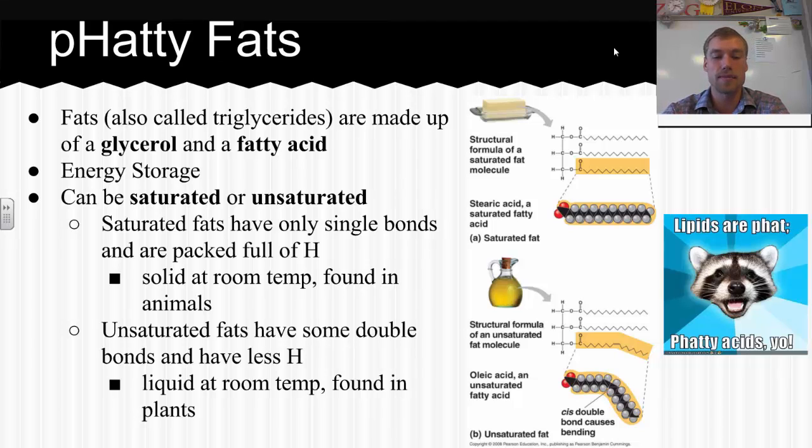Unsaturated fats have some double bonds, and what that means is that it actually puts little kinks in the fatty acid chain, and because it's got a kink in it, it doesn't allow the molecules to become as tightly packed with one another. They spread out a little more, and so therefore these are all liquids at room temperature. An example of this would be olive oil. So olive oil is an unsaturated fat. It is still a fat, but it's unsaturated, and because of those kinks in the chain, it keeps it from becoming a solid like butter, which is found in animals or is a product of animals.